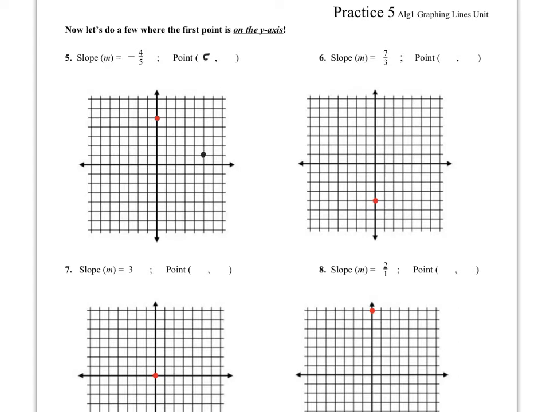And so I landed on the point 5, 1. And again, if I look at the connection between these 2 points, I can see that that would be a decreasing line. Pause the video, try examples 6, 7, and 8. Press play when you're ready to check your answers.